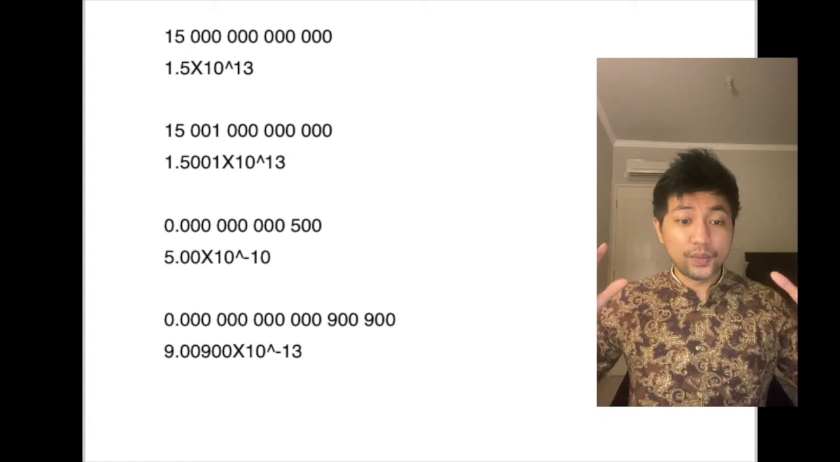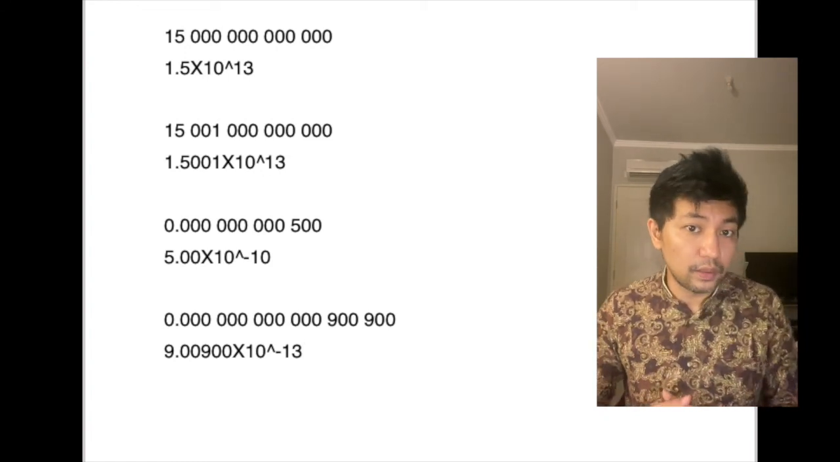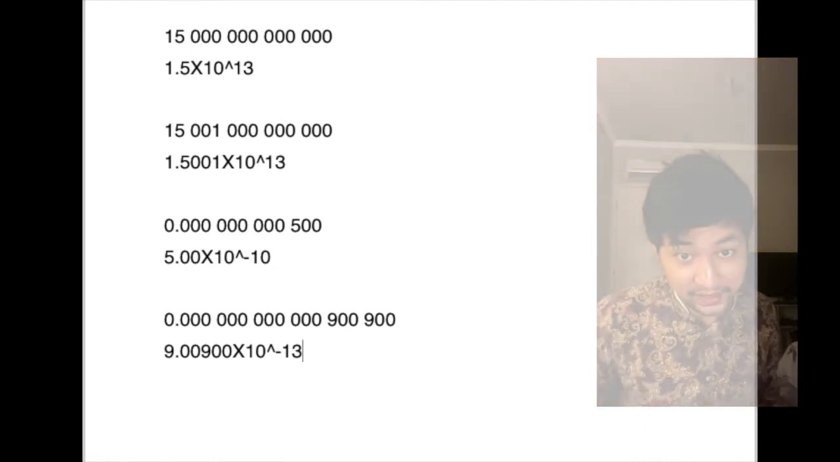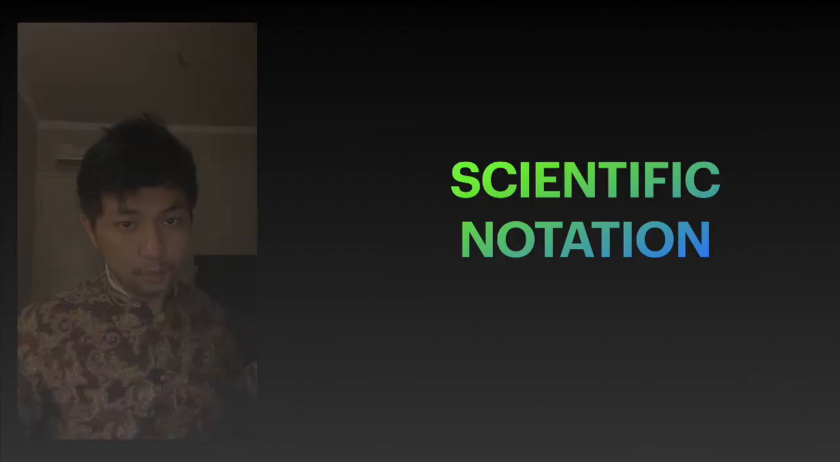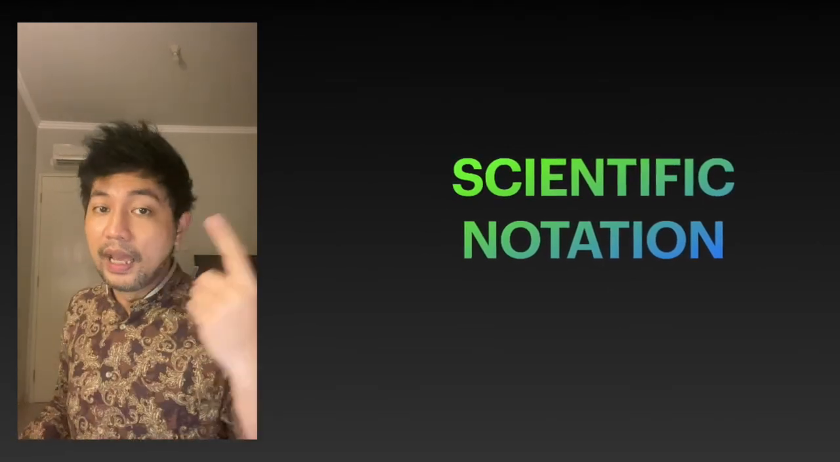So that is how you transform a very big or very small number into its concise form, the scientific notation. In this video podcast, we've discussed what scientific notation is and what the rules are in writing scientific notation.